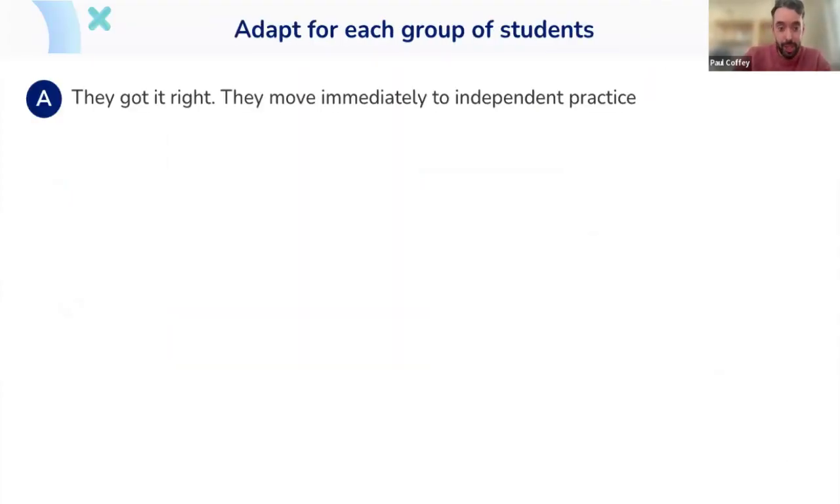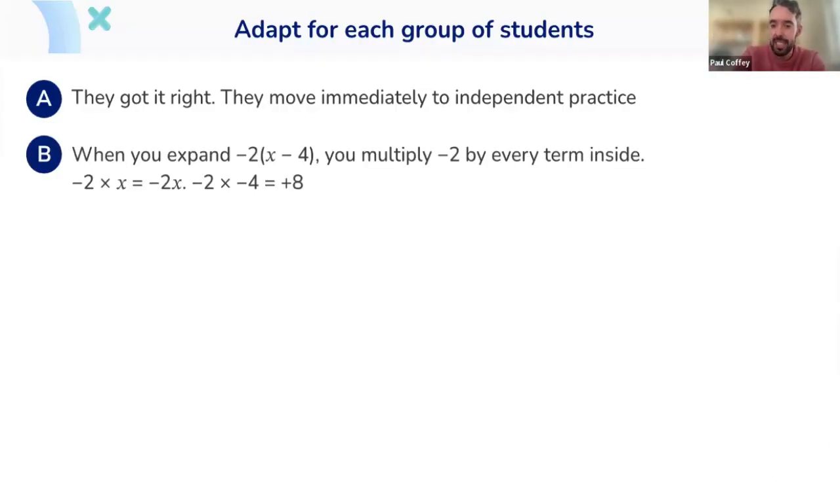So group A, these are the students that got it right. So they can now move immediately on to independent practice with a few more complex questions. We're not going to spend time with this group straight away. Group B, though, well, this is the group with the sign error, and this is probably the largest group. So we're going to bring them together.